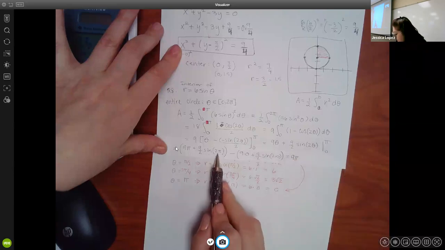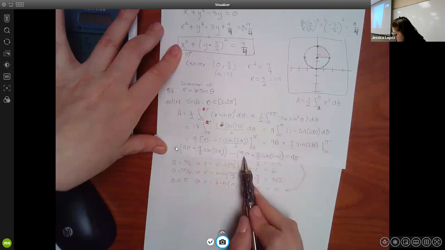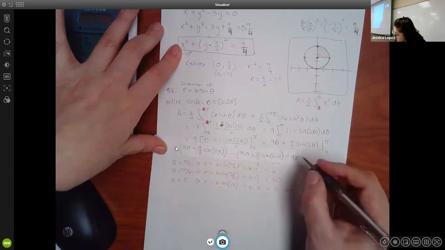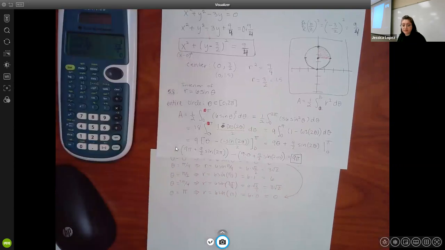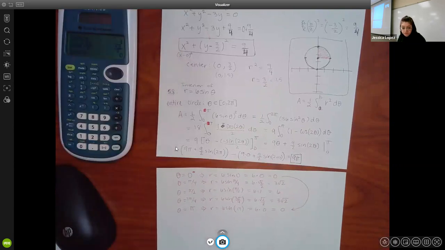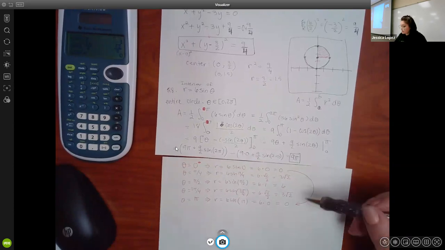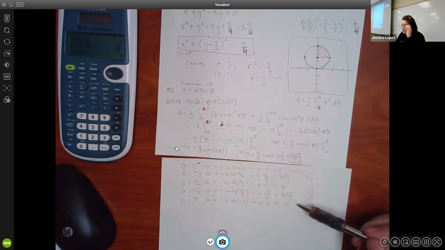Sine of 2 pi is 0, so times that is still going to be 0. This is 0, and this angle is 0. Sine of 0 is also 0. So I literally just end up with the 9 pi, and that's it. And that one is actually the answer. So make sure you have the correct bounds. You want to start from somewhere and then end up at that same spot. Okay.